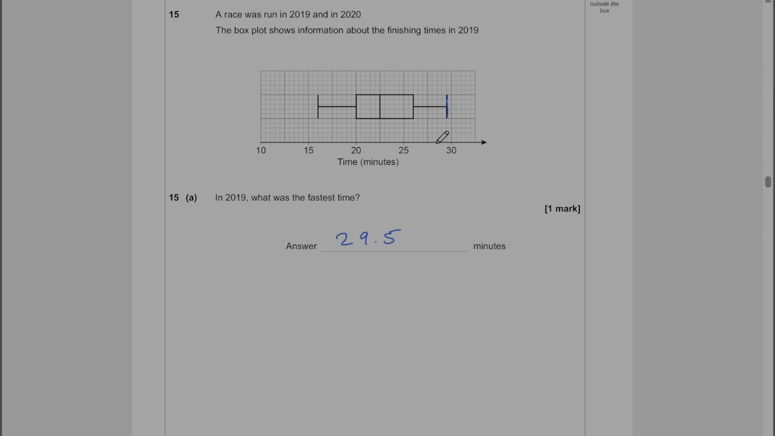And you may well have spotted this, I've made a common misconception. We're talking about time, so the fastest time is actually the lowest. So that's the slowest finishing time. The fastest finishing time would be this one here. So the fastest finishing time would be 16.